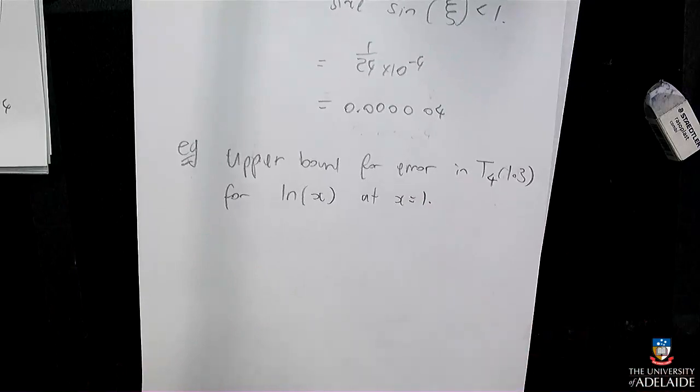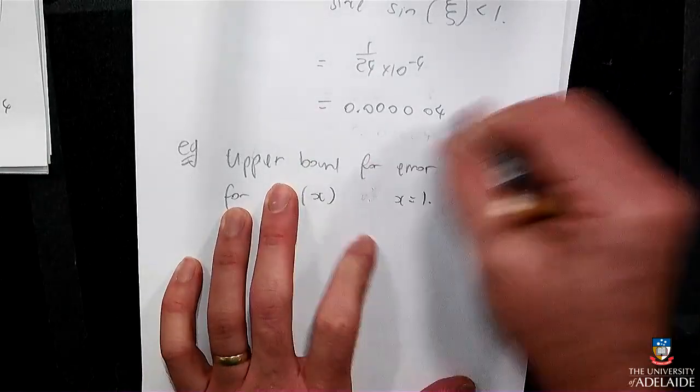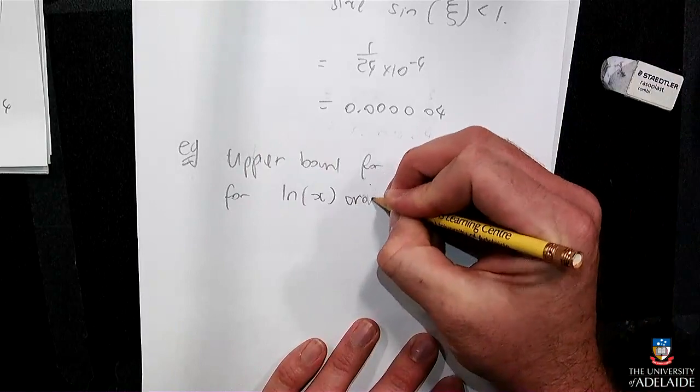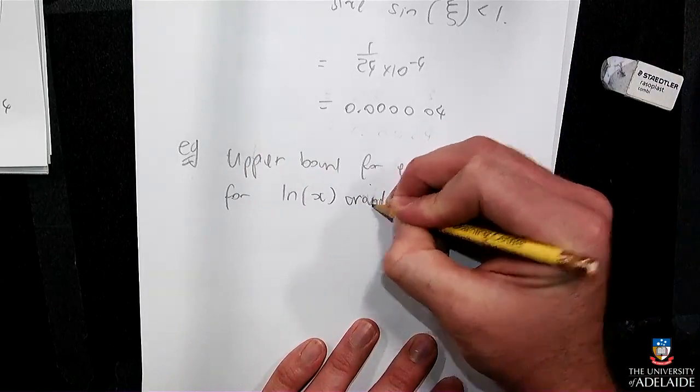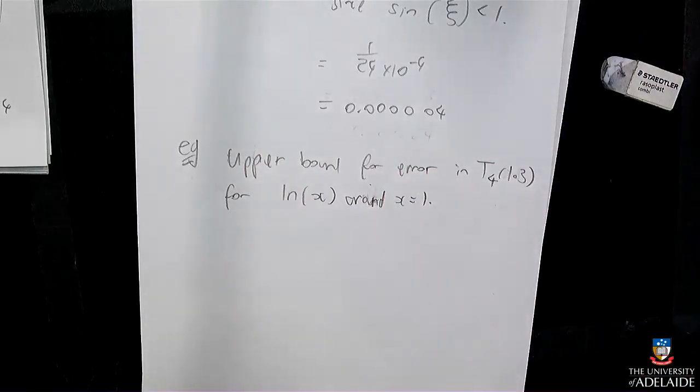So I'm going to find an upper bound for the error in T4 of 1.3. So the fourth order Taylor polynomial at x equals 1.3 for ln x at x equals 1. That's the center. I might even say around.